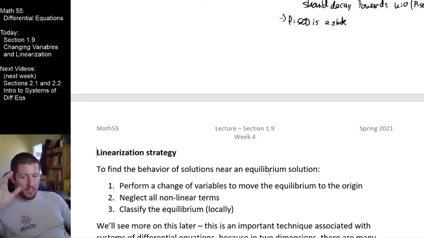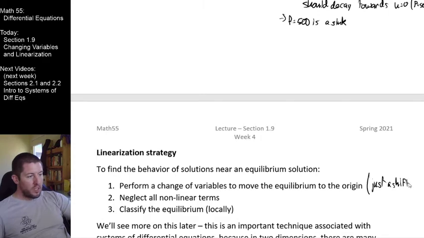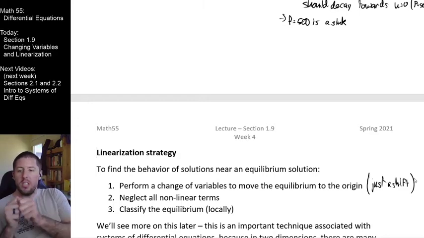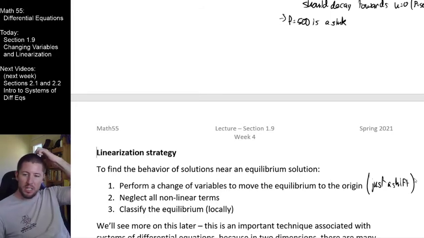So what's important for the later part is that we're going to perform a change of variables that moves the equilibrium to the origin. And notice that this is just a shift. Always. We're always just shifting where we define the zero point of our graph. We're now saying, oh, we'll just consider p equals 500 to be the zero point. We just define a new coordinate system where the equilibrium was at the origin. That was in the u coordinate system instead of the p. So it's just a shift. It's always a really easy change of variables.